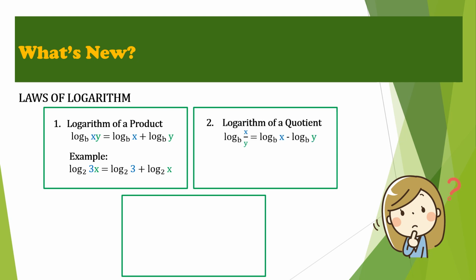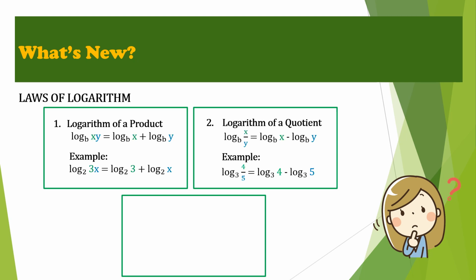Number 2, logarithm of a quotient. The logarithm of a quotient is equal to the logarithm of the numerator minus the logarithm of the denominator. Logarithm base b of x over y is equal to the logarithm base b of x minus the logarithm base b of y. Example, logarithm base 3 of 4 over 5 is equal to logarithm base 3 of 4 minus logarithm base 3 of 5.